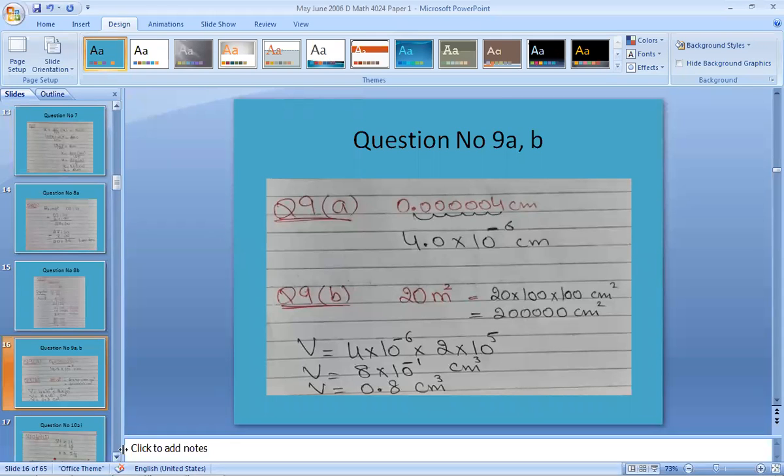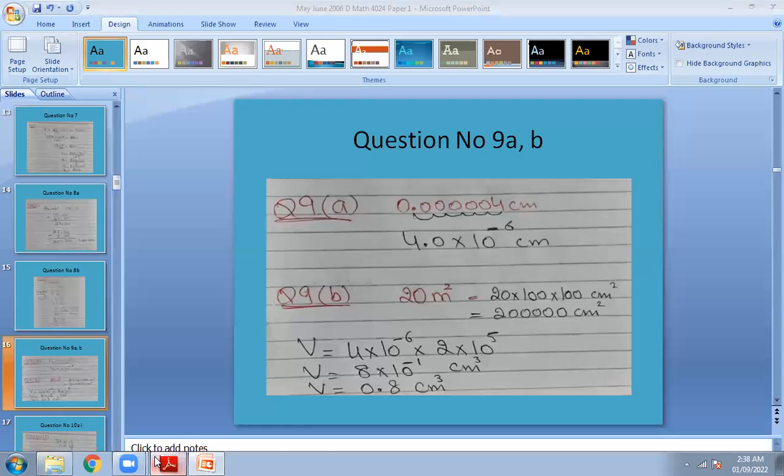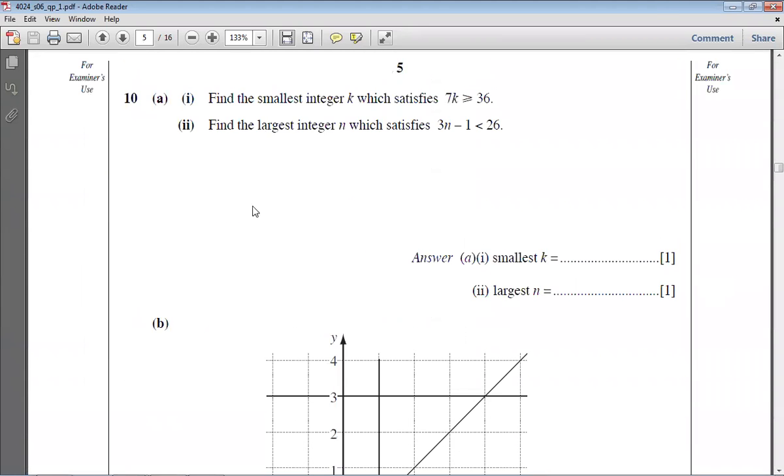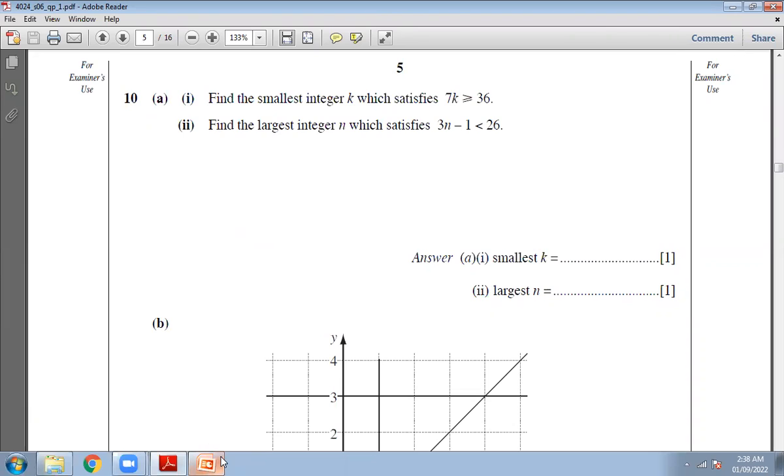Hopefully you understand how we are doing this. So that was question number 9. Now he says question number 10, first part: find the smallest integer k which satisfies 7k greater than or equal to 36. So first of all, question number 10, A part.